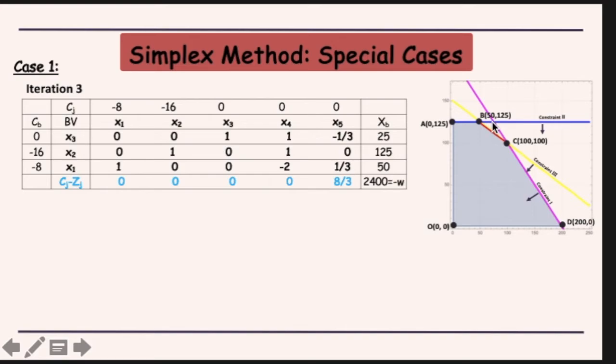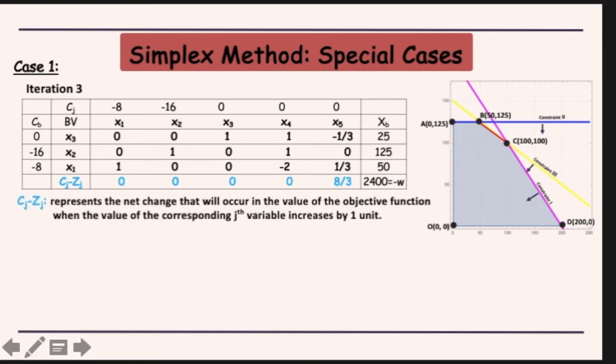But now how to check that this indicates that there are more than one solutions to this problem, that is, it has an alternate optima as well. Now for that we will notice here that the Cj minus Zj's are 0 not just for basic variables, but it is also 0 for a non-basic variable. So before we can interpret what this means, let me just explain you briefly what is the interpretation of Cj minus Zj. Now Cj minus Zj would represent the net change that will occur in the value of the objective function when the value of the corresponding jth variable increases by 1 unit.